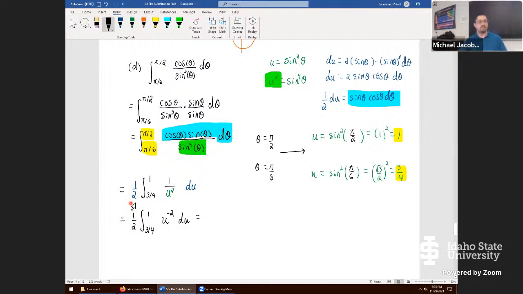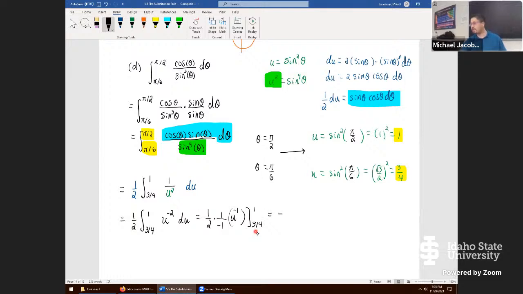Next step, I'll copy in the constant of 1/2. Give it a little bit of space and write down the base of u. The power goes up by 1, so -2, add 1 to it for a power -1. That means we're dividing by -1. And I'll take just that one piece, u power -1, and we'll evaluate it from 3/4 to 1. So that's our next step. We found an antiderivative. Now we're evaluating it with that bracket there.